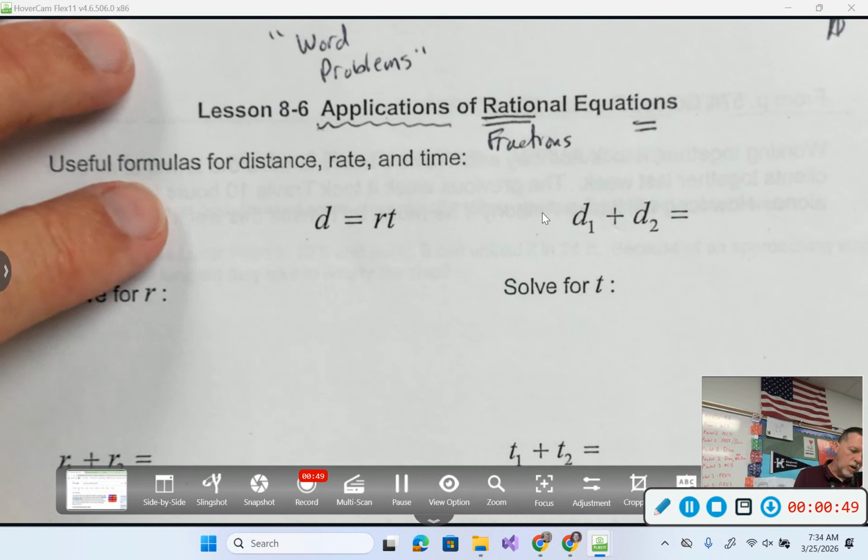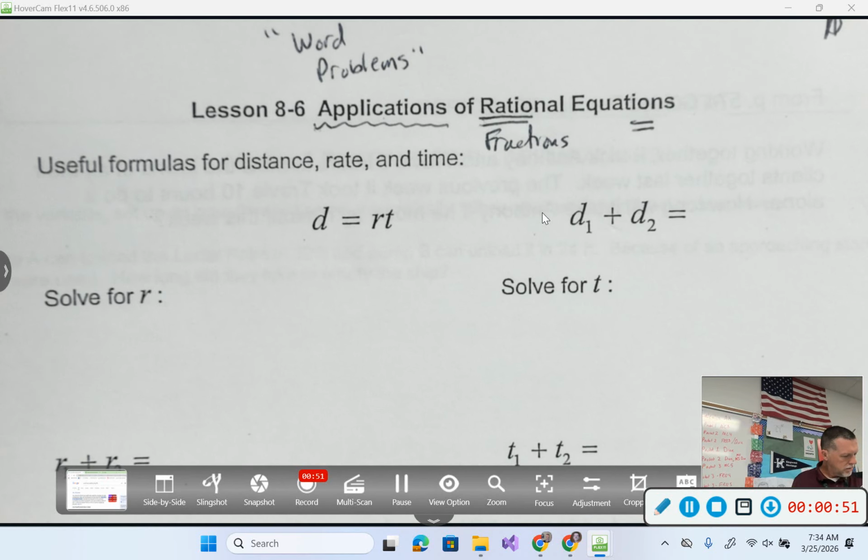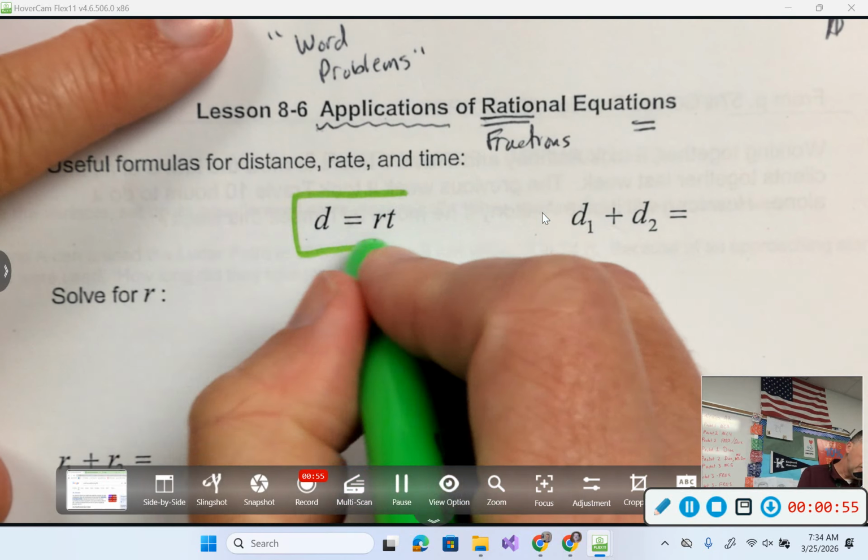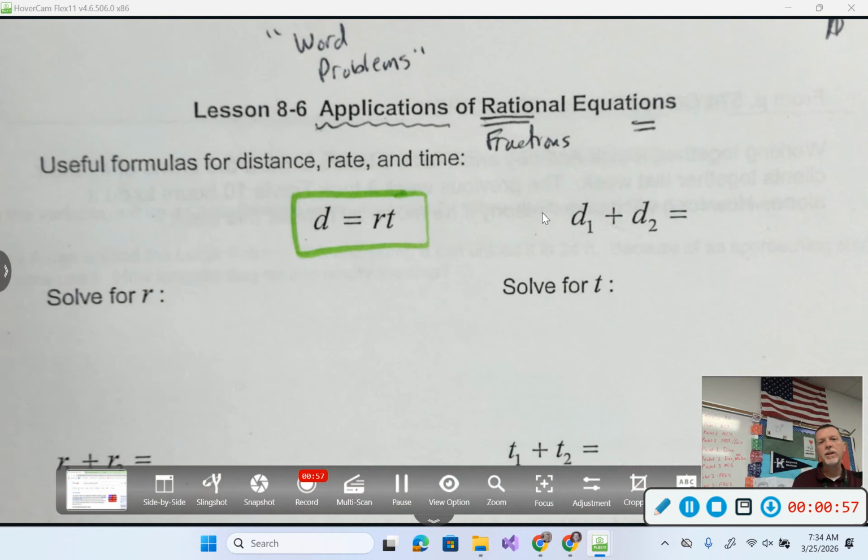The only formula for today, although we're going to tweak it a little bit, is distance equals rate times time. I'm guessing you've seen that formula before? Yes or no? Some no's, some yeses. Okay. Maybe in science, sometimes in math.